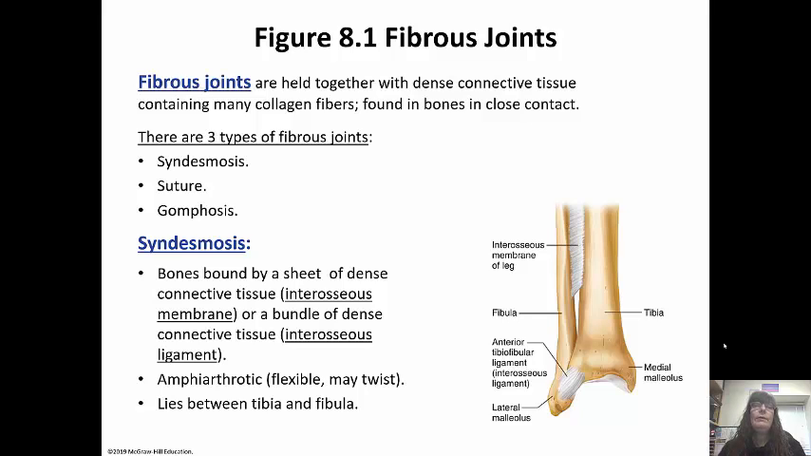And that's the important part about the interosseous membranes between the radius and ulna and tibia and fibula, because these bones are really close together, but they have to be able to move a little bit. So that interosseous membrane helps them move while also keeping them stable. And again, it lies between the tibia and fibula and the radius and ulna.